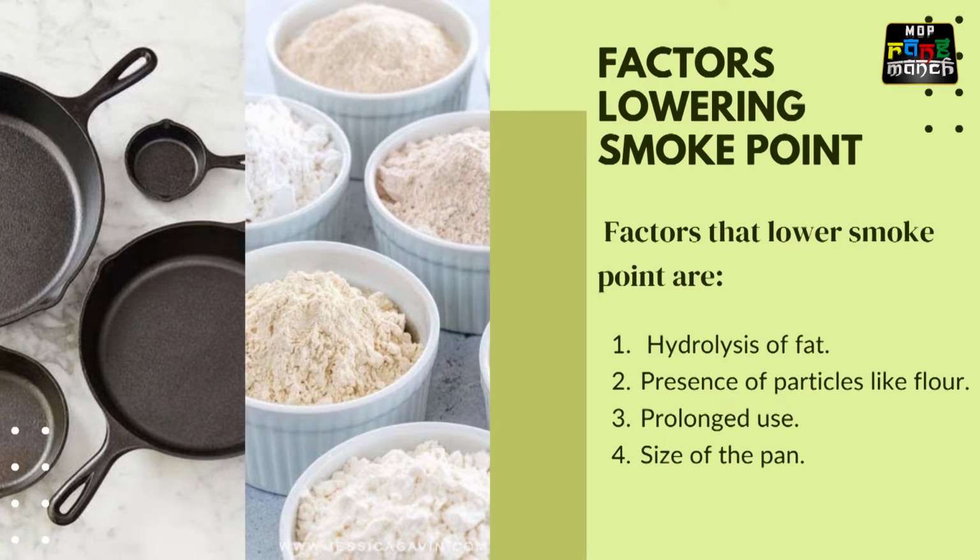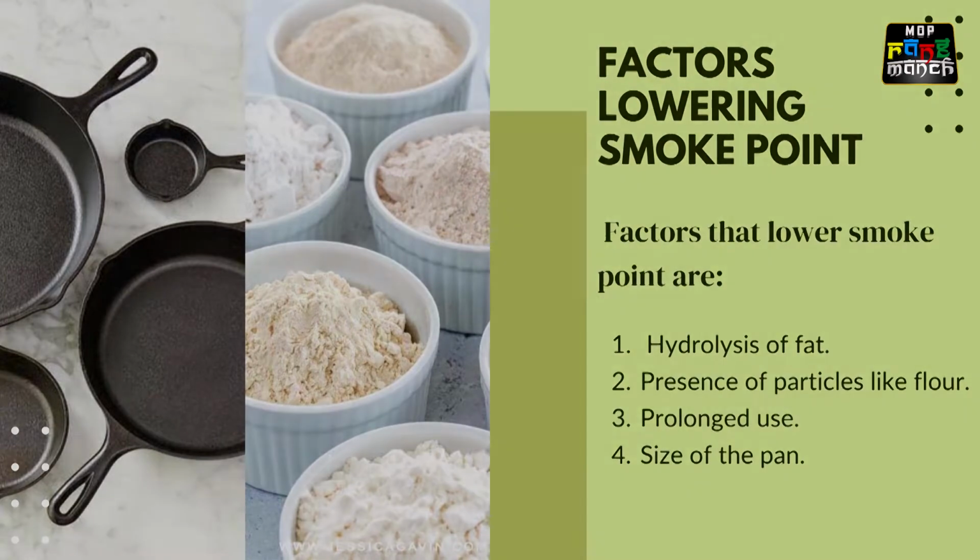Presence of particles like flour. Prolonged use. Reusing oil for a long time creates free radicals, which in turn leads to inflammation and other diseases like obesity, diabetes and heart diseases. Size of the pan. Usage of shallow, wide pans with sloping sides will lower the smoke point.